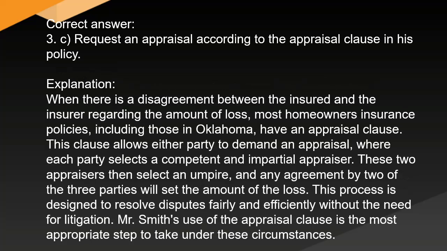Correct answer. C. Request an appraisal according to the appraisal clause in his policy. Explanation. When there is a disagreement between the insured and the insurer regarding the amount of loss, most homeowners insurance policies, including those in Oklahoma, have an appraisal clause. This clause allows either party to demand an appraisal, where each party selects a competent and impartial appraiser. These two appraisers then select an umpire, and any agreement by two of the three parties will set the amount of the loss. This process is designed to resolve disputes fairly and efficiently without the need for litigation. Mr. Smith's use of the appraisal clause is the most appropriate step to take under these circumstances.